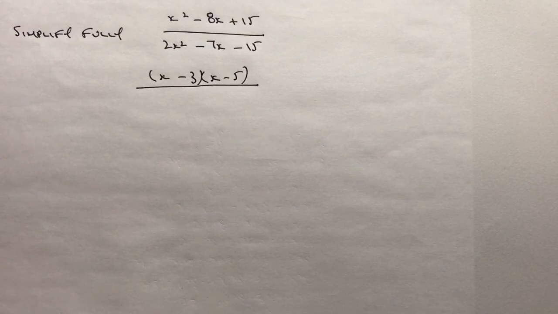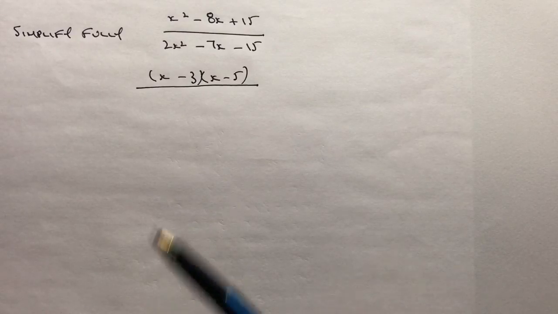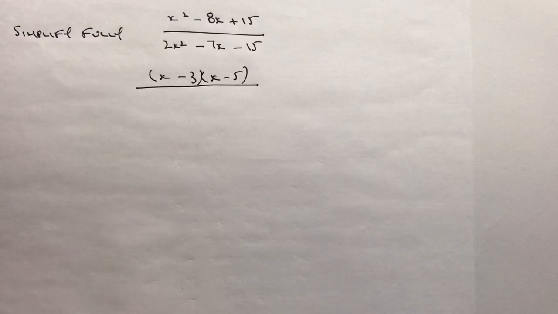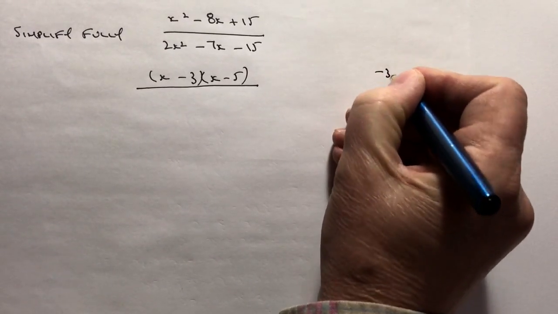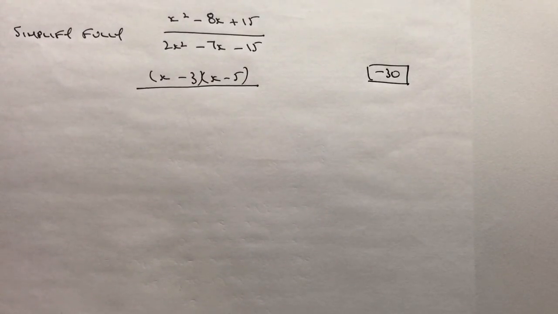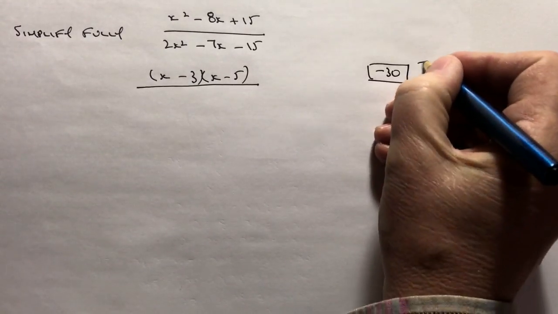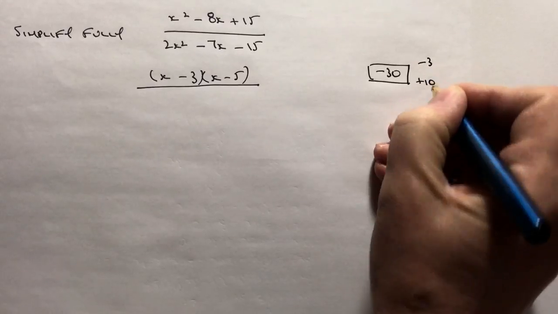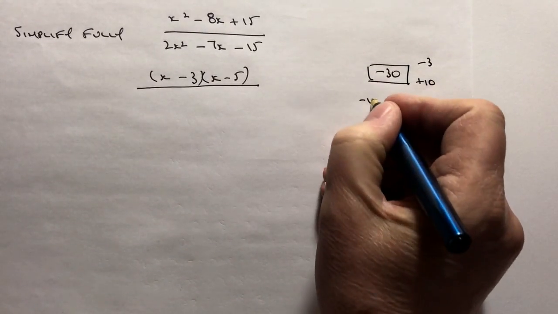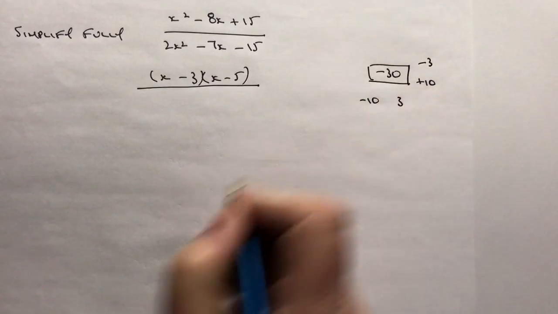Now, there are a number of different ways to do it, but one of the ways is to multiply 2 times minus 15. If I do that, I'm going to get minus 30. And then it's to look at the factors of minus 30. One of the factors I could have would be something like minus 3 and plus 10. Another set of factors I could have would be minus 10 and plus 3.